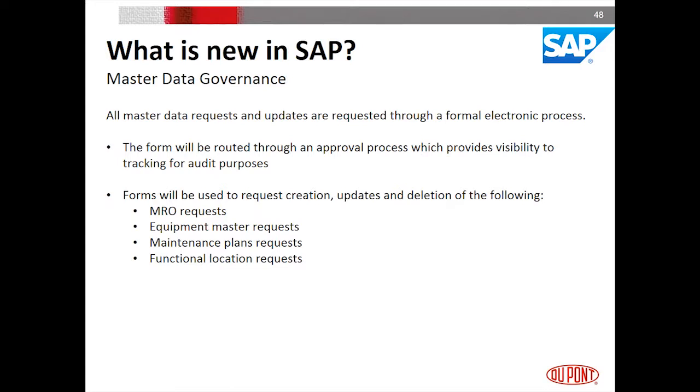Next is master data governance. All master data requests and updates are requested through a formal electronic process. This is replacing what was once a very manual process. The form will be routed through an approval process, which provides visibility to tracking for audit purposes. Forms will be used to request creation, updates, and deletion of the following: MRO requests, equipment master requests, maintenance plans requests, and functional location requests.